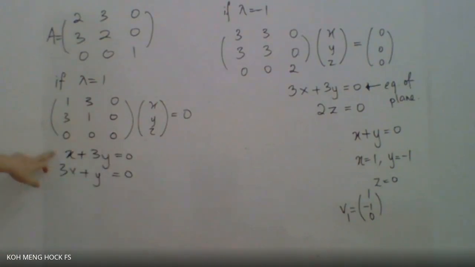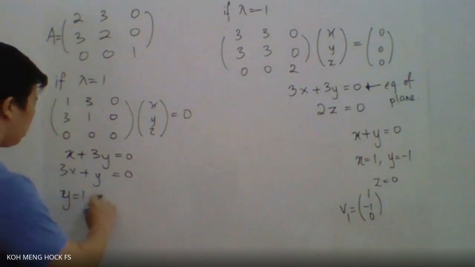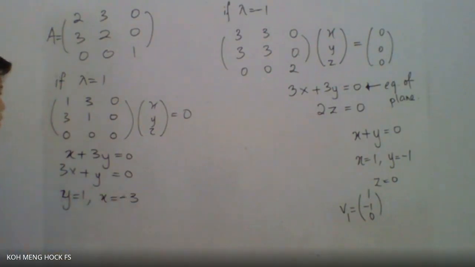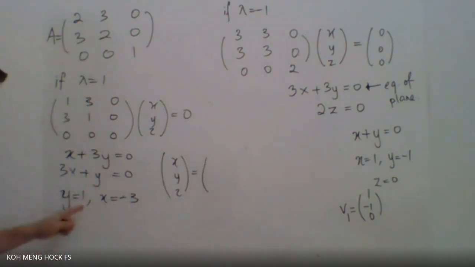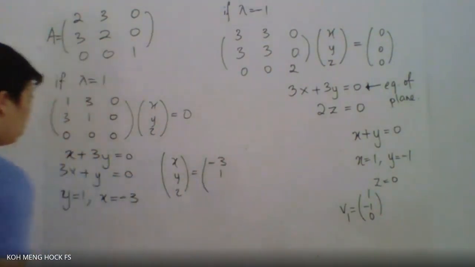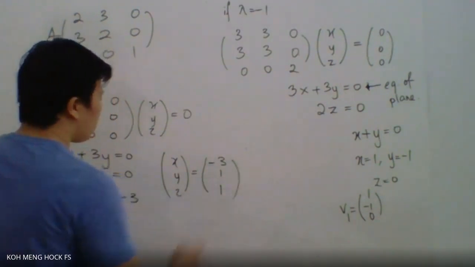So again, this is the equation of plane. You can choose a point for x, and when you define x, you will find y. So this is the equation of plane for this one. Let's say you choose y equals to 1, so you have x equals to minus 3. So here x, y, z is x equals to minus 3, y equals to 1, and z is equal to any value, so you can choose 1 or 0.